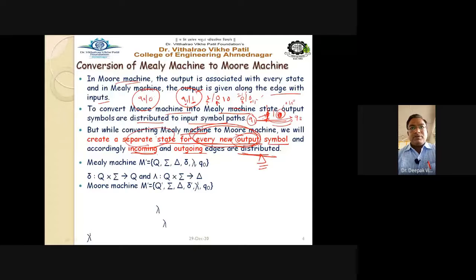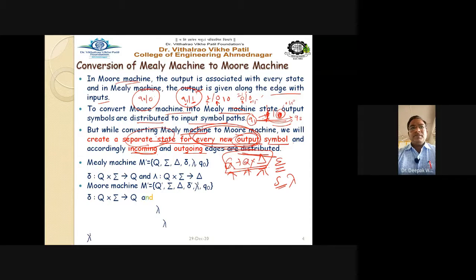So the first step is to find the separate state for every output symbol. So your Q dash consists of Q into output symbols, meaning this state is now comprised of the current state into the number of output symbols. This gives you the new state, and for every new state, you have to take the input. On each input symbol, you have to generate the delta transitions, and you have to generate the lambda dash transitions.